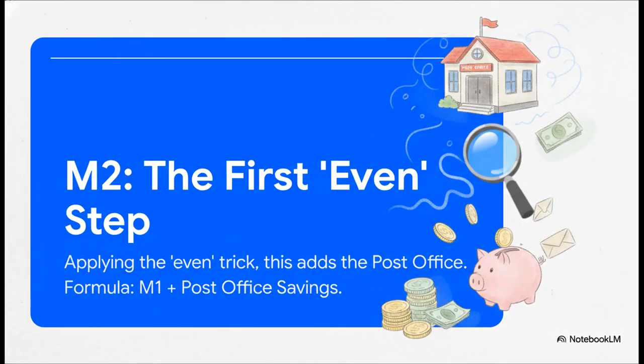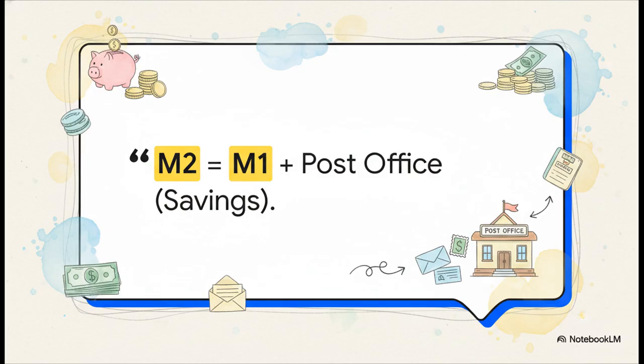Easy, right? Now we hit our first even number, M2. So what did our trick say? We add the post office. So M2 is just everything in M1 plus the savings deposits that people have with post office savings banks. You can see how we're just building on what we already know. M2 takes all that instant M1 money and just adds another layer, the savings sitting in the post office. It just broadens the picture a little bit.